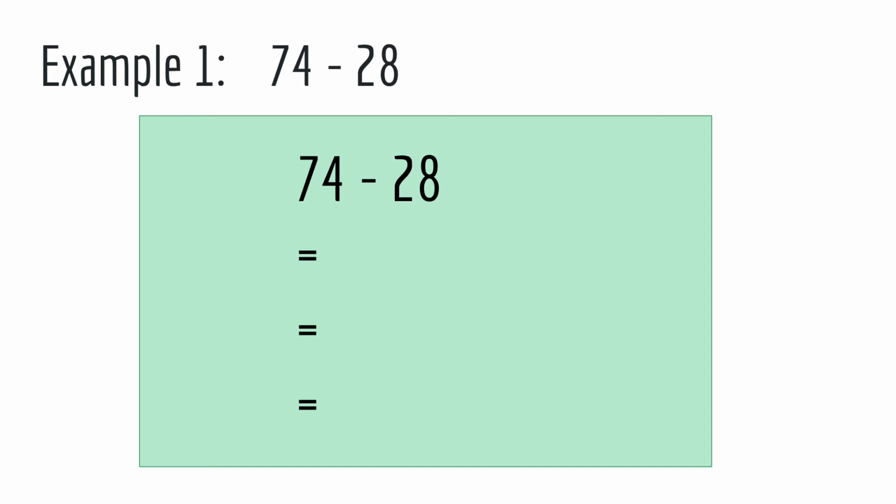So for example 1 of compensation algorithm, our problem is 74 minus 28. So we wrote our problem at the top. Next, we are going to write 74 minus, so we're going to subtract more than we need. So we're going to subtract 30. And then we're going to add back the 2 extra that we subtracted. So then we get 74 minus 30 plus 2.